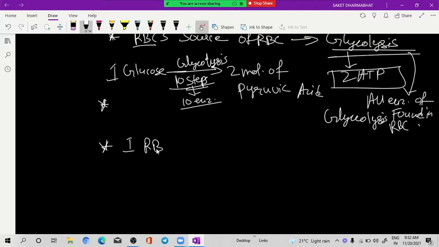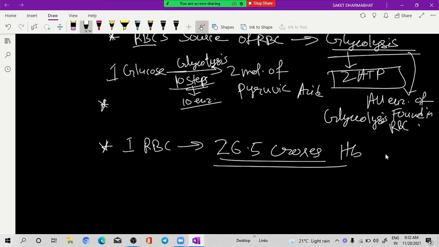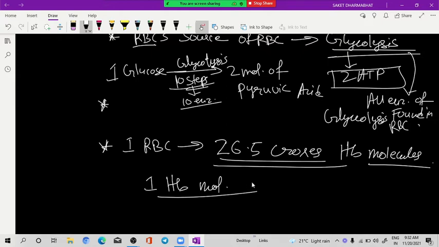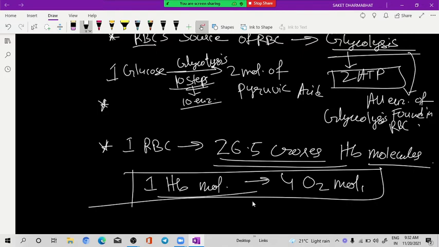Now, one RBC has how many hemoglobin molecules? 26.5 crore hemoglobin molecules. One hemoglobin molecule can carry how many oxygen molecules? 4. Very good, 4 oxygen molecules. This I have already told you.